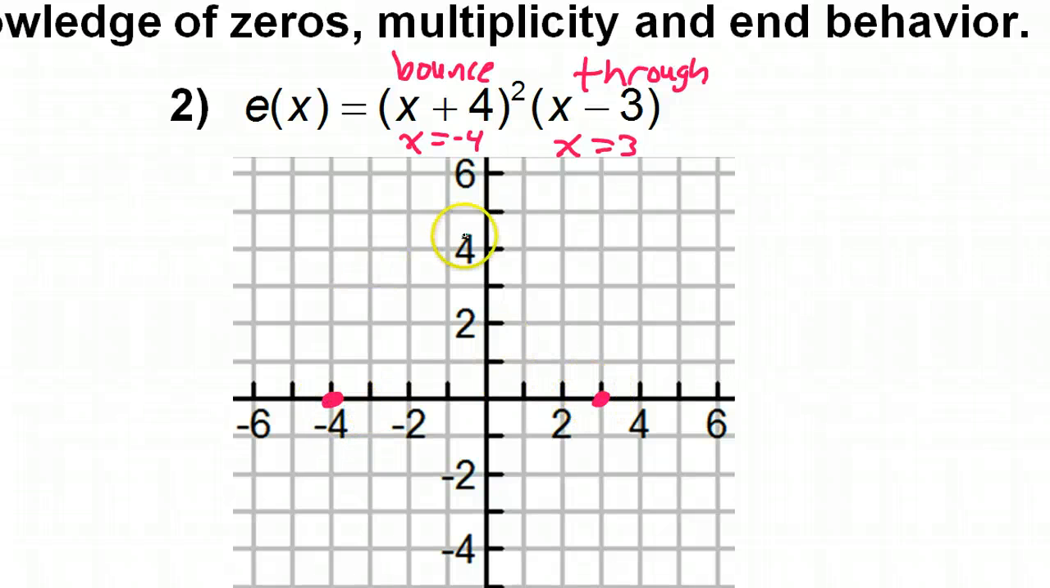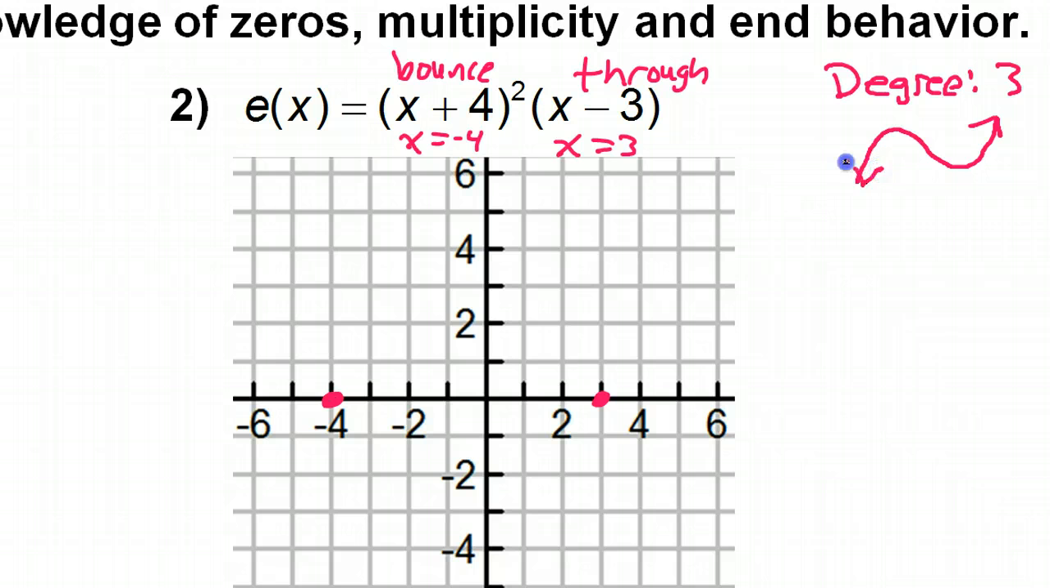Oh yeah, end behavior. Degree. Well, for this one, the degree is 3, because that's 2 and 1. So that's degree 3, and it's positive. So degree 3, the end behavior is like a cubic. And this one's positive, so it'll be like a right side up one. So there's my end behavior sketch.